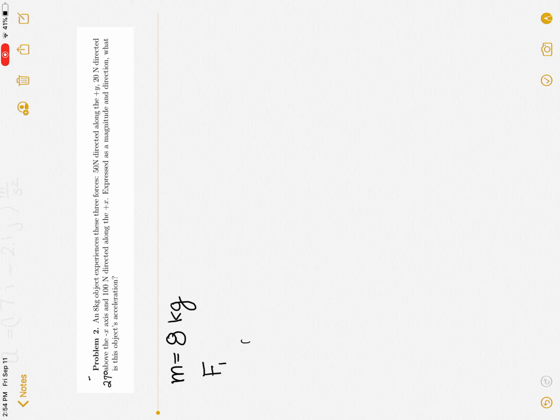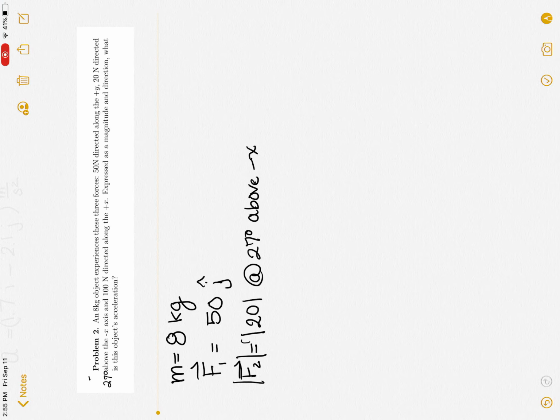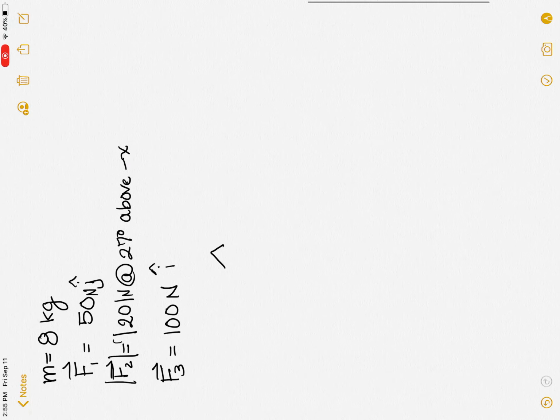I have F1 is going to be equal to 50 newtons in the positive j hat direction. F2 is going to be equal to a magnitude of 20 newtons at 27 degrees above the negative x-axis, and then F3 is going to be equal to 100 newtons directed along the positive x-axis. So now our next step is to draw a picture of these forces to see how they act together.